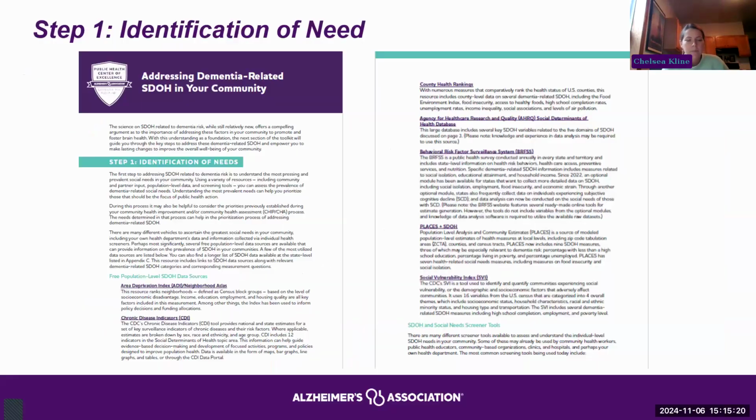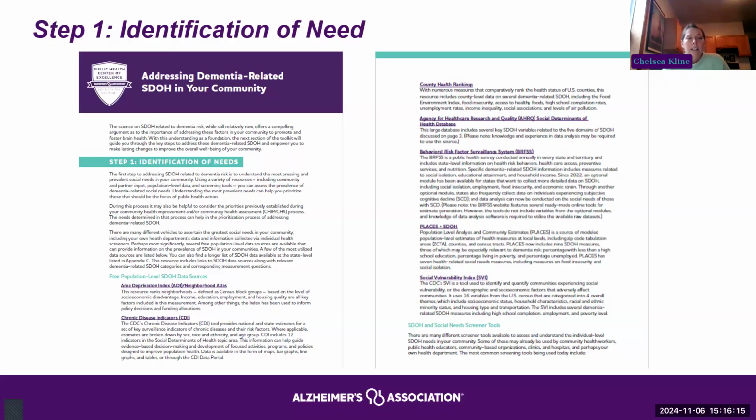Next slide, please. All right, so first, I know this might be a little bit small, but the first step is identification of need. So what this really focuses around is helping public health departments identify what are those priority and most pressing areas of need in your community that you could then choose to prioritize and act on. And so within this step, we have provided a few different resources that can help public health agencies in identifying what are those key dementia-related SDOH that are right for public health action in your community. So we have listed a few free population level SDOH data resources that are clickable in the toolkit, and you can access to figure out from a population level, what are those needs of your community.